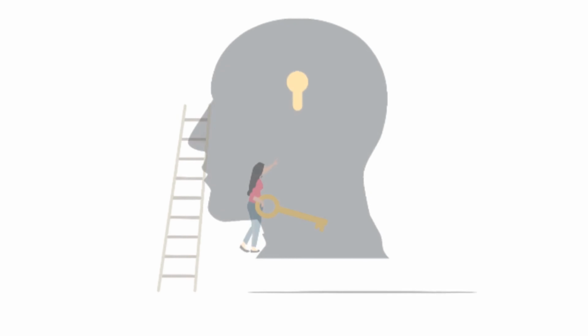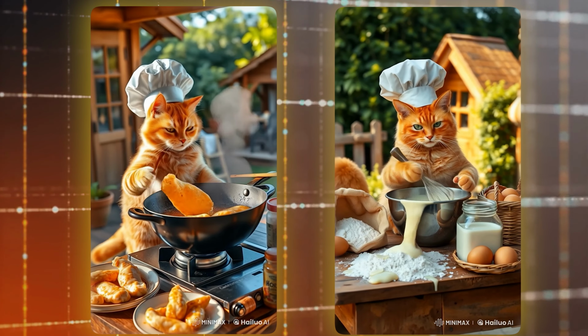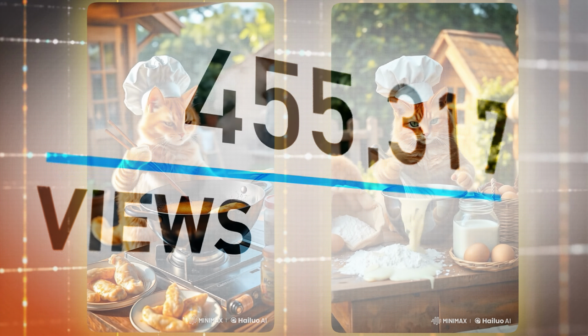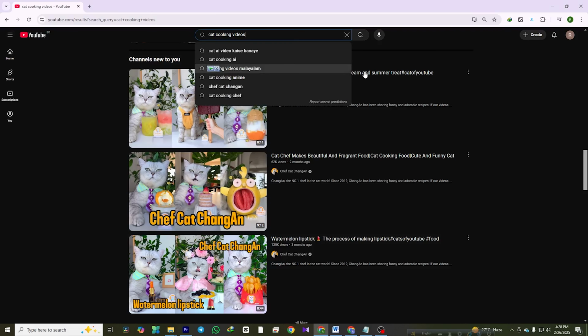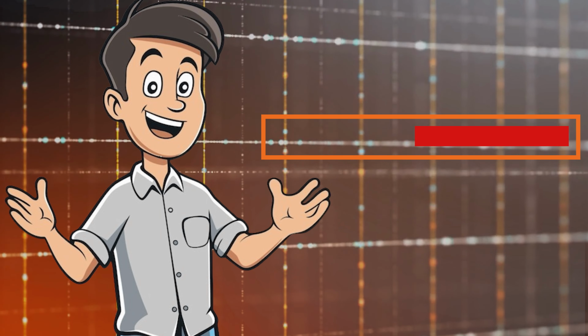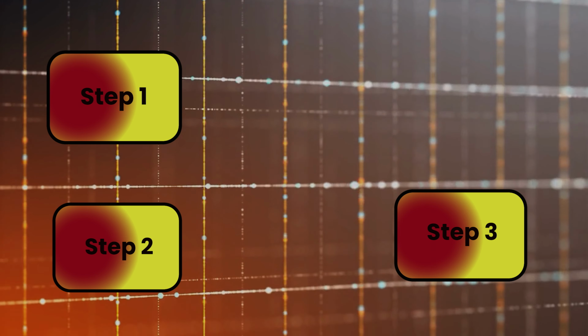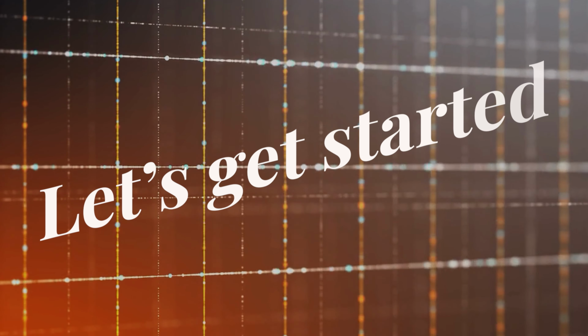Today, we're diving into one of the hottest trends taking over social media: AI generated cat cooking videos. These videos are racking up millions of views. And the best part? This niche is still wide open for you to dominate. Stick around, because by the end of this video, you'll have everything you need to create your own viral hits and start earning. Let's get started.